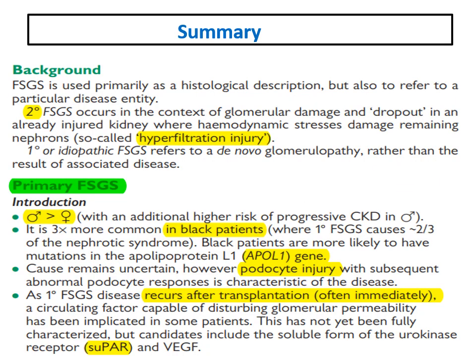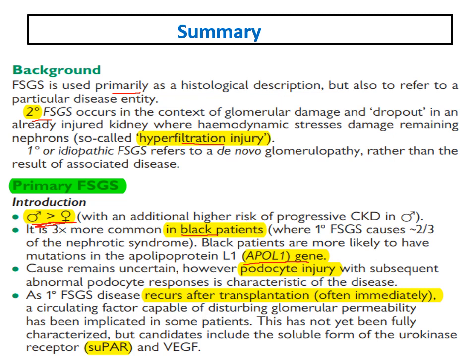To summarize from Oxford, FSGS might be primary or secondary. It is mainly related to a hyperfiltration injury. Primary FSGS, as we described, is more common in male than in female regarding incidence and prognosis. It is more common in black patients with more severe forms. It is usually related to mutation in the apolipoprotein L1.